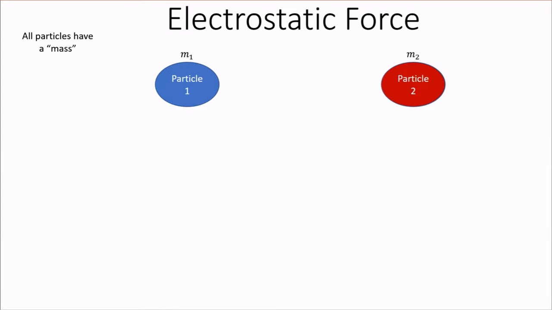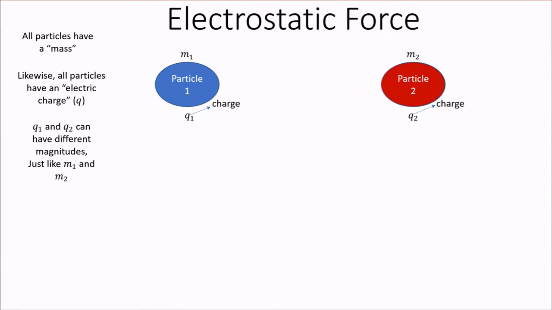Similarly, all particles have a property called electric charge, or just charge. Like mass, the electric charge of one particle might be smaller than the charge of another particle. Unlike mass, however, electric charge can have both a positive or a negative value. So, for instance, one particle could have positive 1 coulomb of charge, and the other could have negative 2 coulombs of charge. A coulomb is the standard unit of charge, just as a kilogram is the standard unit of mass. A coulomb can just be written as capital C to save time and space.